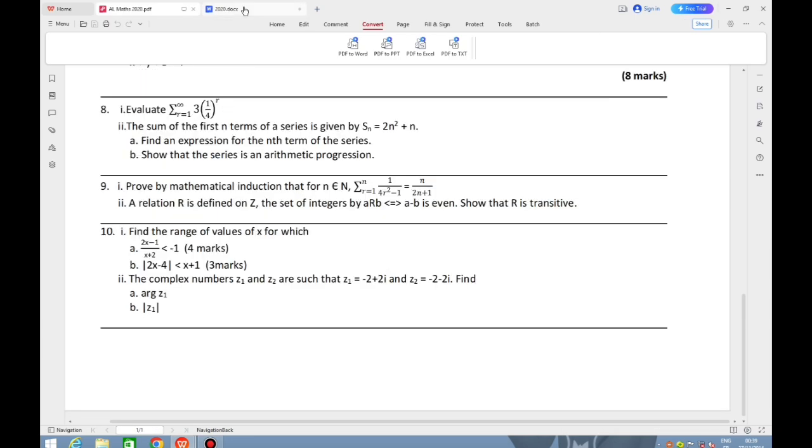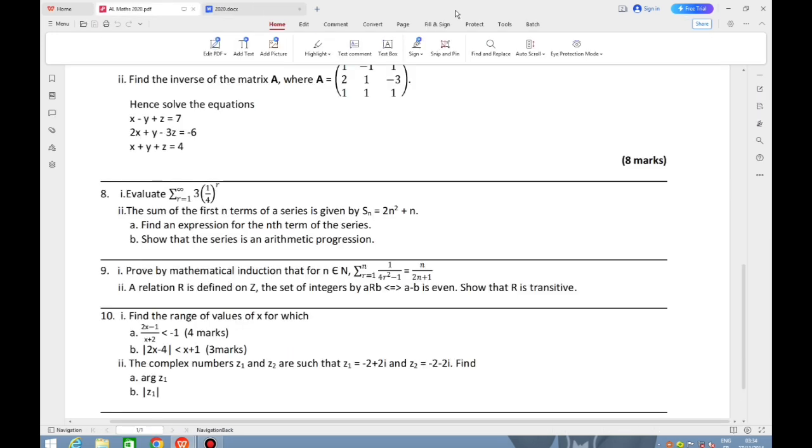Now moving to question 9. Alright, now we are on question 9, and question 9 says, prove by mathematical induction that for n an element of the natural numbers, the summation of 1 on 4r squared minus 1, from r equals 1 up to n, is equal to n on 2n plus 1.